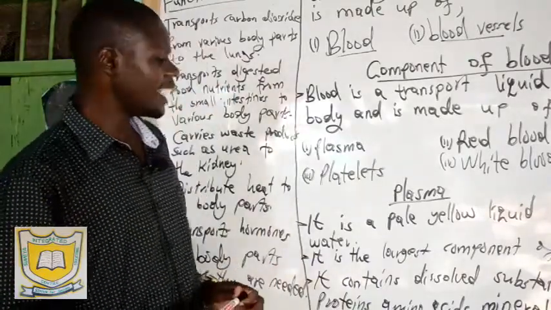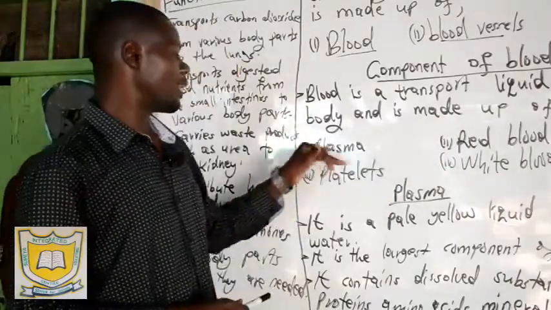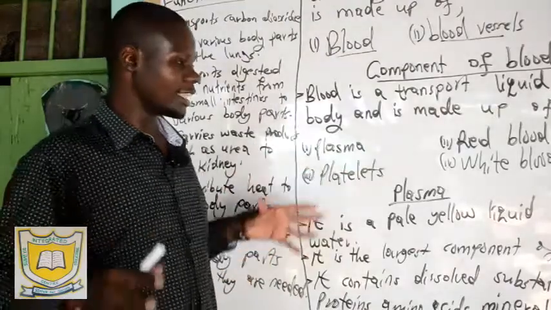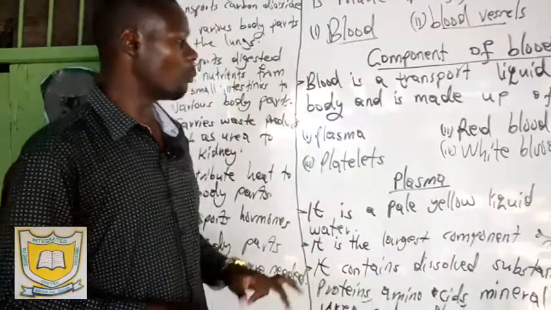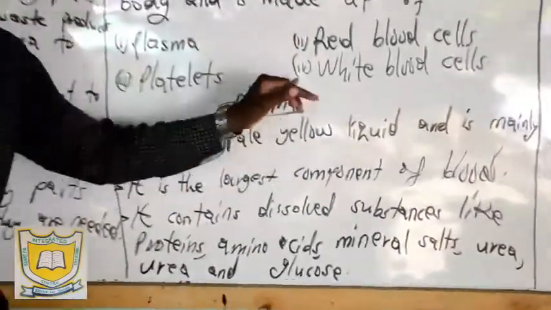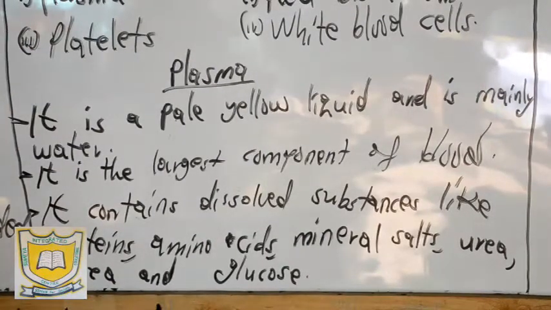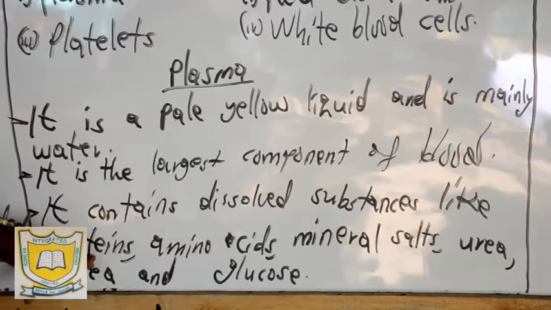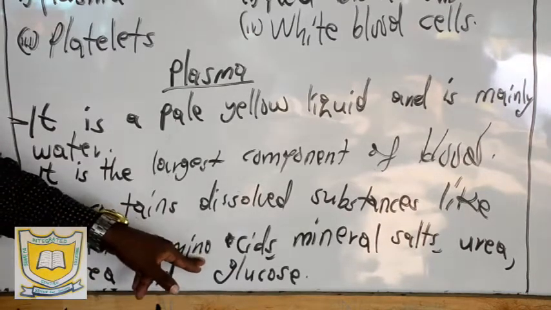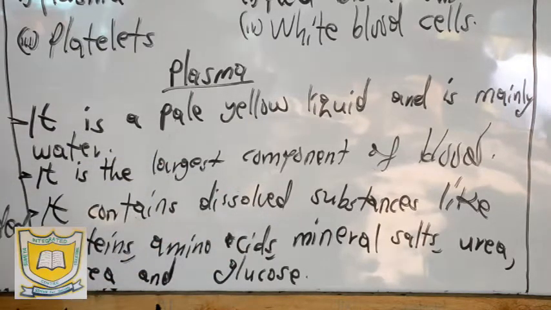Now, it is the largest component of blood. So when you compare the four components of blood, you find that plasma is the one carrying the largest percentage. It is the largest component of blood when you compare with platelets, red blood cells, and white blood cells. Plasma is the largest component of blood, and it contains dissolved substances. Like in plasma we have dissolved proteins, dissolved amino acids, dissolved mineral salts, dissolved urea, and also glucose.